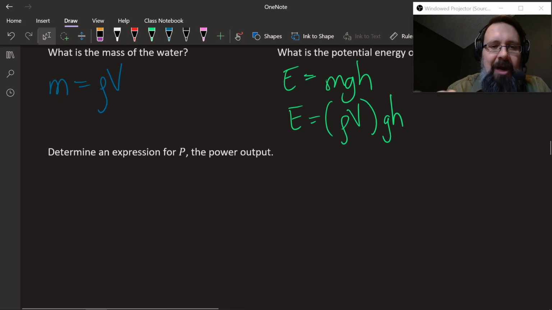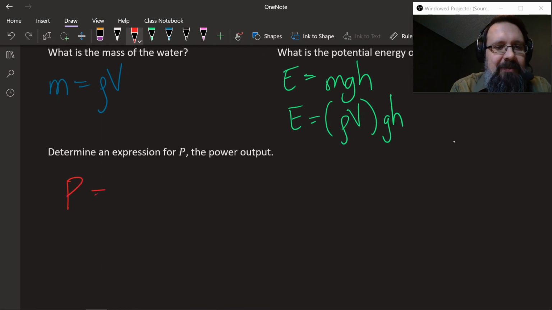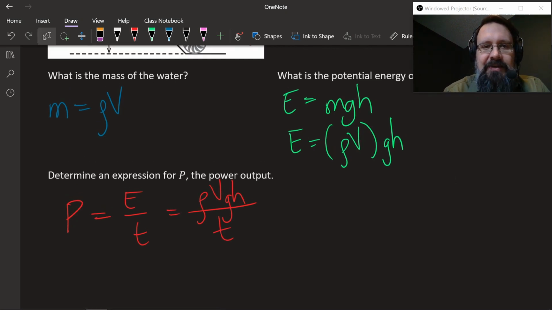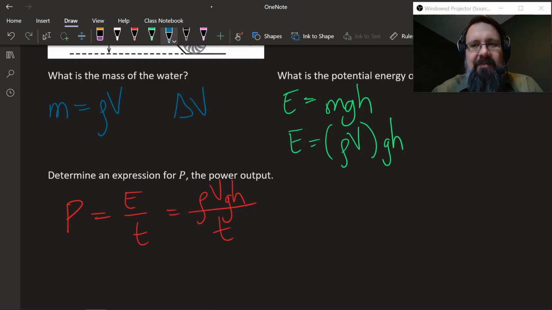So now we want to find an expression for the power output. Power is simply energy divided by time. We have the energy, which is just rho V gh, divided by the time. Usually this is represented as a delta V, like an amount of water, but I just left it as a V. Generally they'll say it's a quantity of water, delta V.